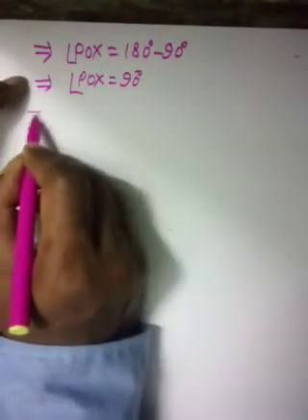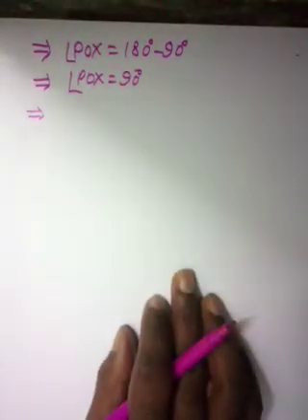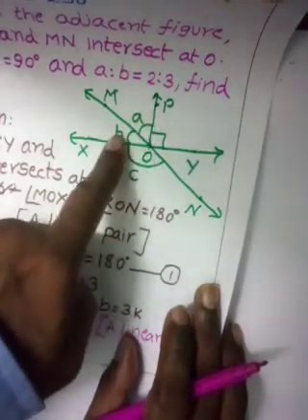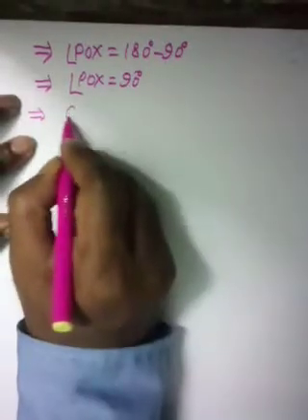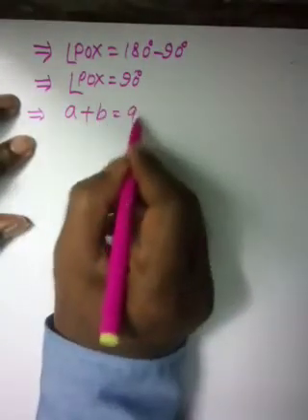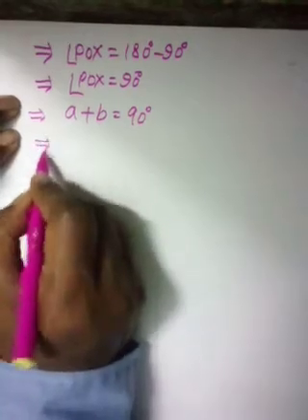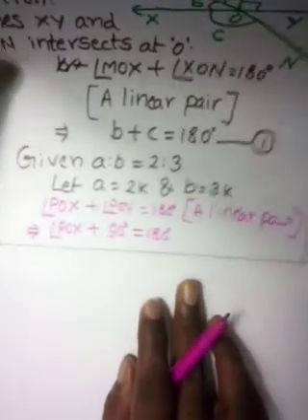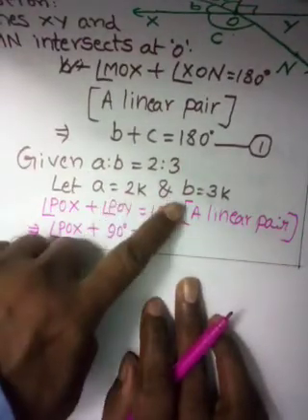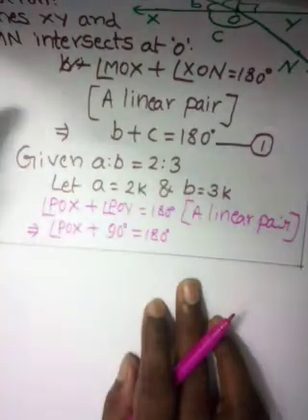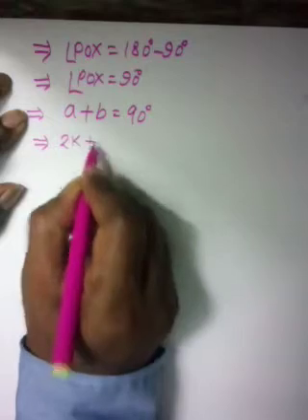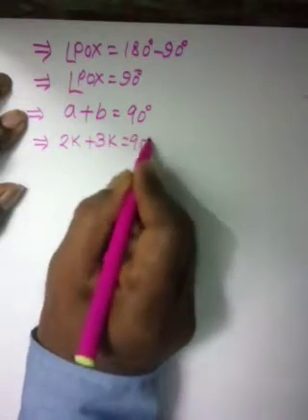So this implies, if you observe the figure, angle POX is nothing but angle A plus angle B. Isn't it or not, my dear children? Yes. So A plus B is equal to 90 degrees. Previously, we assumed here A is 2K and B is equal to 3K. Let us substitute these values in this equation. Okay, my children. So 2K plus 3K is equal to 90 degrees.